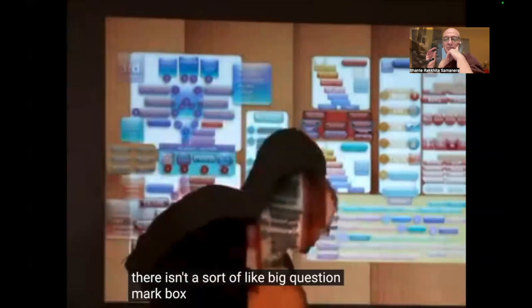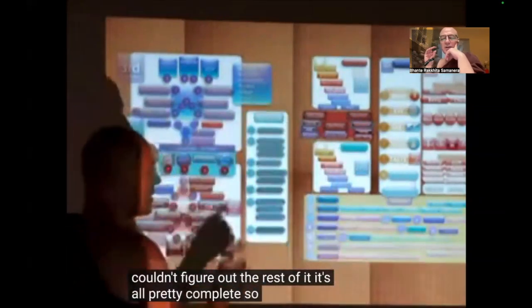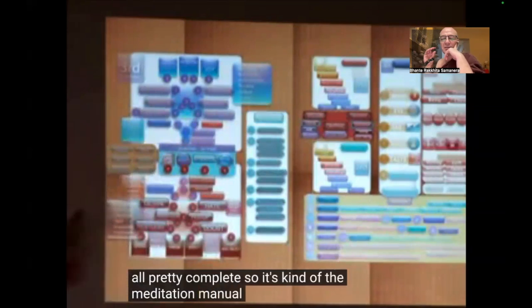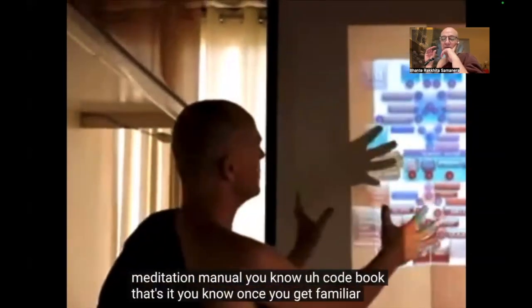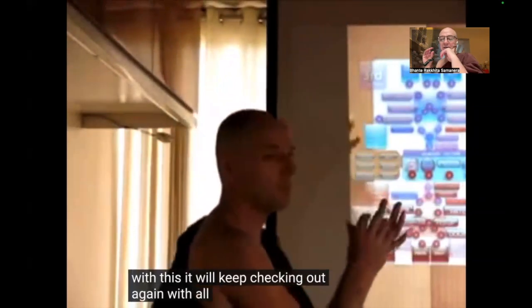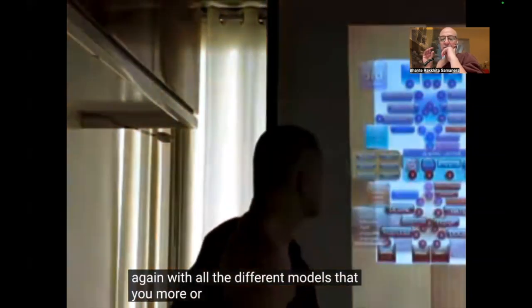There isn't a big question mark box where they didn't really figure out the rest of it. It's all pretty complete. So it's kind of the meditation manual, the code book. Once you get familiar with this, it will keep checking out again and again with all the different models that you more or less use.